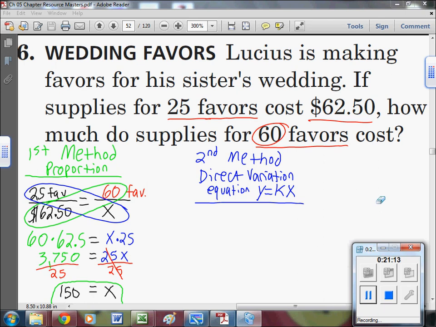All right, so I don't want to waste your life doing it because you've learned this in chapter 4, but just to remind you, multiply both directions diagonally. They always equal each other. That's what we did right here. So we found out that solving for x, x is 150.